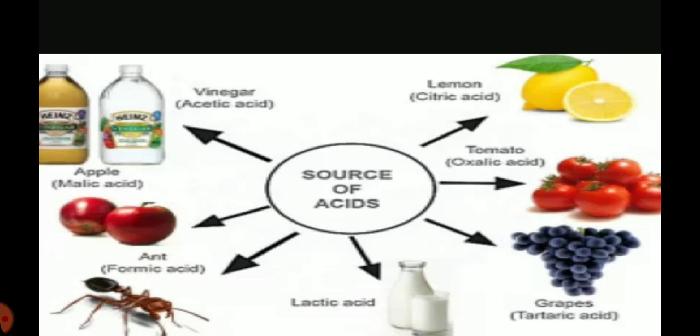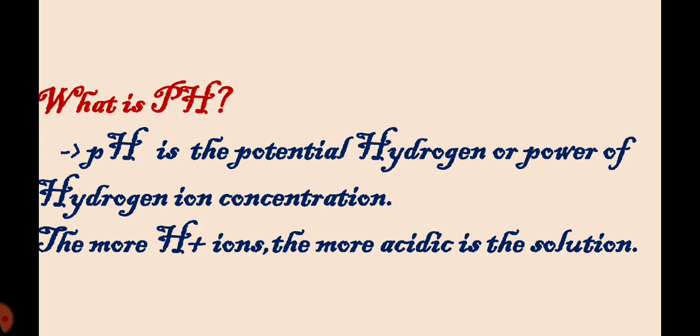Here we have some sources of acids. Vinegar, which contains acetic acid. Apple contains malic acid and ants contain formic acid. When milk is curdled, the lactose sugar present in the milk becomes lactic acid. Hence, curd is a source of lactic acid. Grapes contain tartaric acid. Tomatoes contain oxalic acid. Lemon contains citric acid.